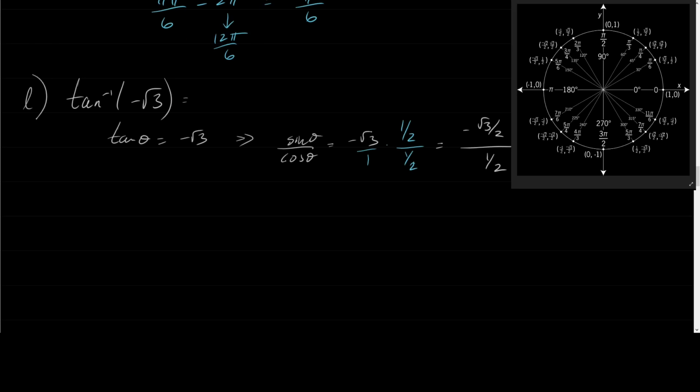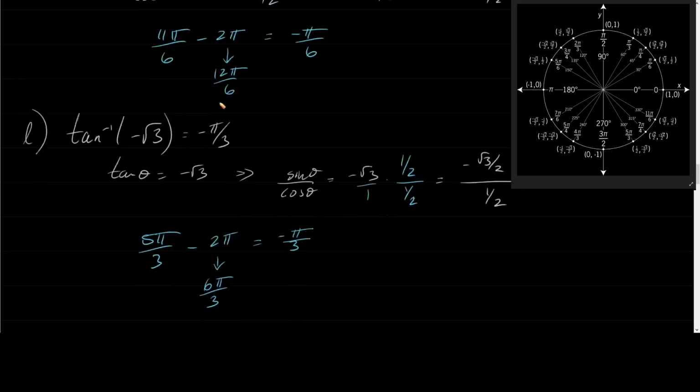But we know that 5 pi over 3 is not in the range of tan inverse, so we're going to find a coterminal angle by subtracting 2 pi. In this case, 2 pi is the same thing as 6 pi over 3, and 5 pi over 3 minus 6 pi over 3 is simply negative pi over 3. So that is our solution here, negative pi over 3.